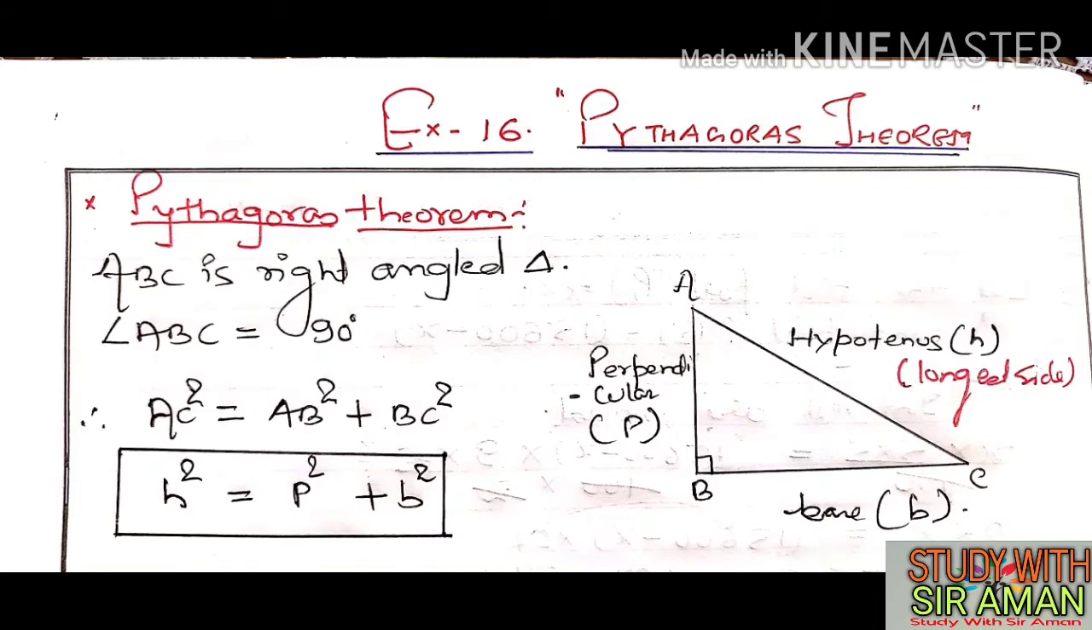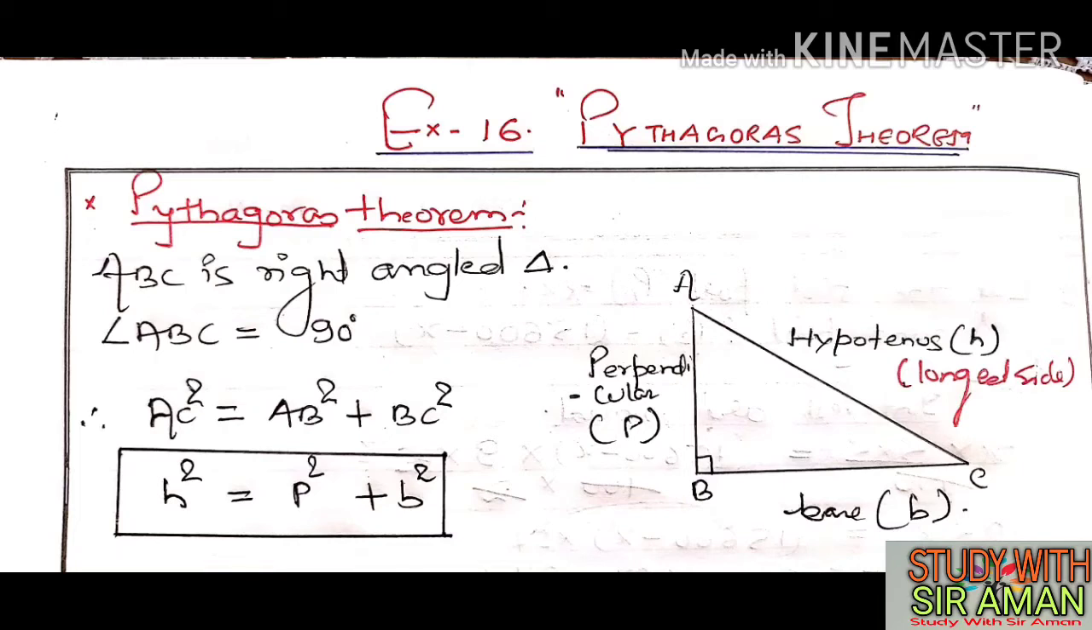So what is the relation among them? An Indian mathematician Buddhayan and the Greek mathematician Pythagoras. Pythagoras was the name of a Greek mathematician. They developed the relation among them. What is the relation? Perpendicular, hypotenuse and base. Now check here.